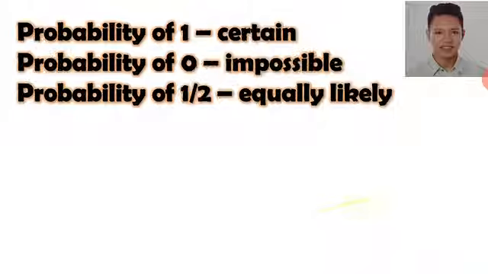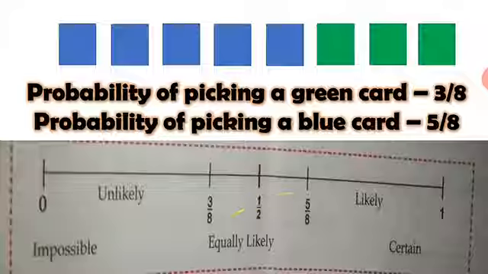So a probability of 1 is certain, or a 100% chance. A probability of 0 means it is impossible to happen. And a probability of 1/2 means there is a 50-50 chance of happening, or equally likely. Aside from those, of course, we have probabilities that are unlikely and likely.